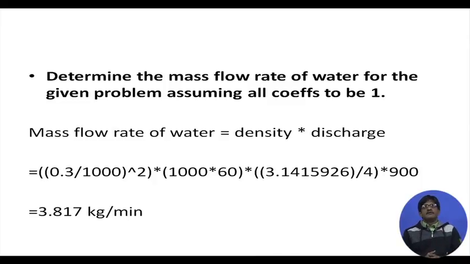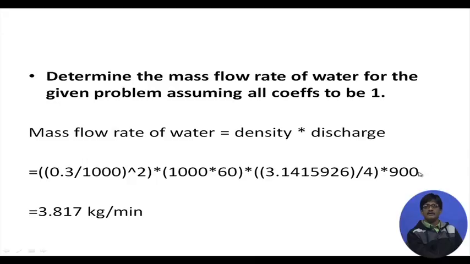So, let us see this. Determine the mass flow rate of water for the given problem, assuming all coefficients to be 1. That is good. If the coefficients are 1, we have to worry less. So, mass flow rate of water is equal to density multiplied by discharge, and discharge calculation we have already done. It is equal to the cross sectional area into discharge coefficient, which is 1 here, into velocity. So, let us search out the terms one by one, because I have skipped the expression, but I am sure you can find out yourselves.